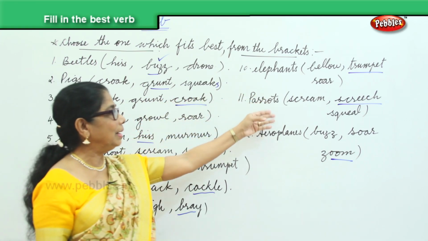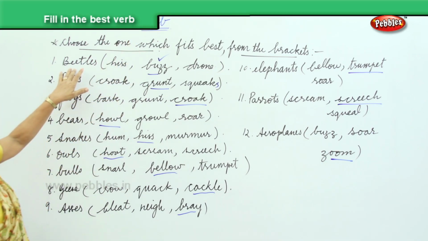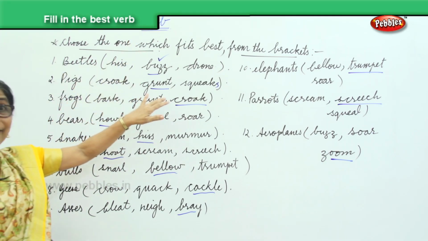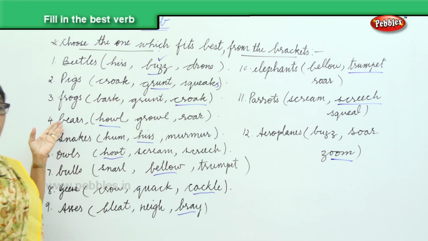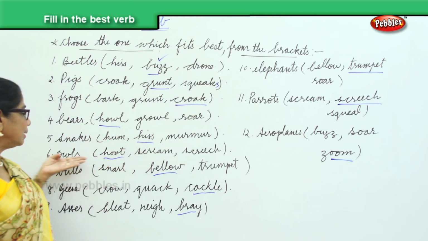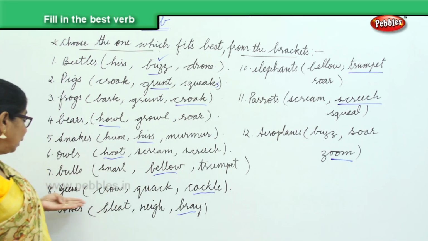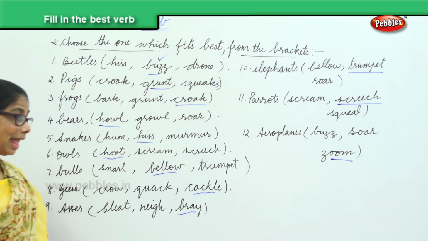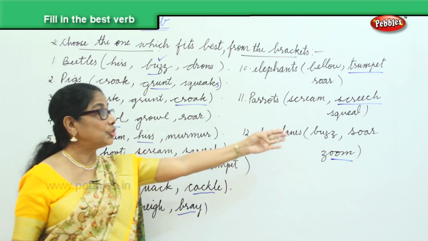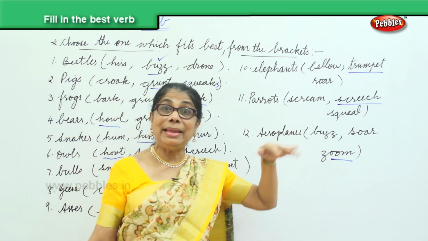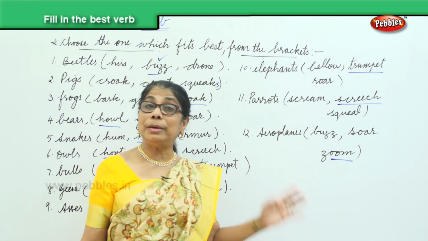Elephants trumpet, parrots screech, airplanes zoom, beetles buzz, pigs grunt, frogs croak, bears howl, snakes hiss, owls hoot, bulls bellow, geese cackle, asses bray, elephants trumpet, parrots screech, and airplane zooms in the sky. So we learned to choose the correct verbs from the brackets.